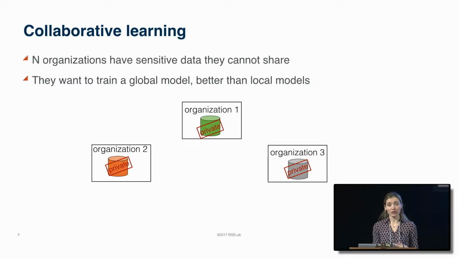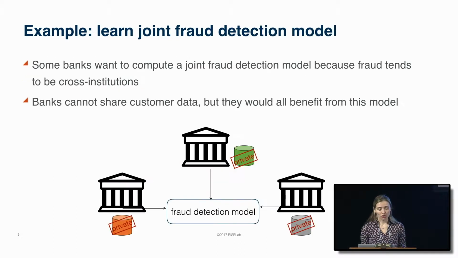So the problem setup is quite simple. You have N organizations that have sensitive data that they cannot share, yet they would love to train a global model over all of their data in the hopes that the model will be better on the aggregate than their own local model on their local data. So, for example, fraud detection is a great example because criminals hide their traces across different banks. So to detect fraud effectively, the banks would have to train a model together on their aggregate data. However, banks are in competition because of customers, so they cannot share their customer data.